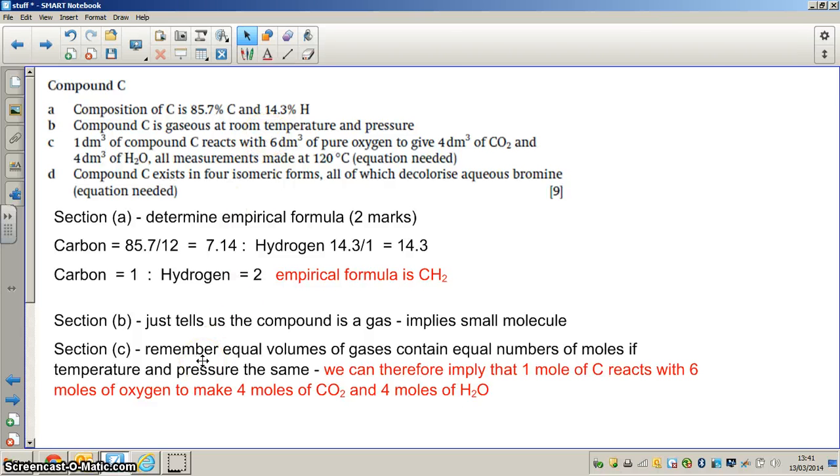And if we look at section C, we need to remember that 1 mole of any gas occupies the same volume under the same conditions of temperature and pressure. So here we have 1 decimeter cubed of compound C. So we can assume this is 1 mole reacting with 6 decimeters cubed, or 6 moles of oxygen, to give 4 decimeters cubed, or 4 moles of carbon dioxide, and 4 decimeters cubed, or 4 moles of water. So what we can do then is sum this into a reaction equation.